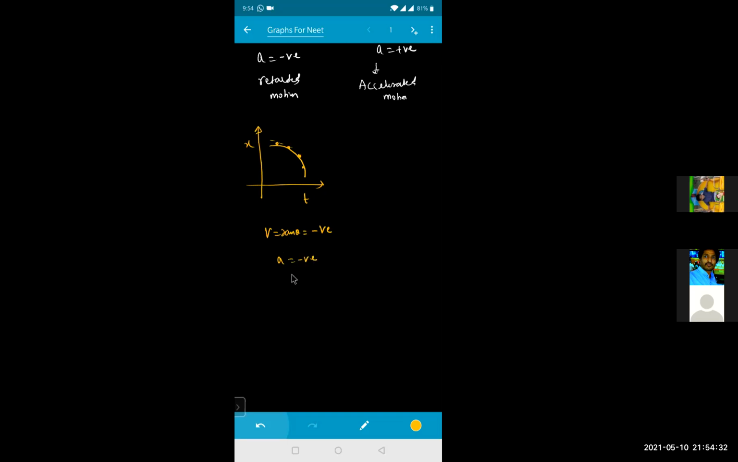That means the particle is moving with negative velocity and negative acceleration. That means it is also an accelerated motion. Velocity is negative, acceleration is also negative. Now tell me what will be the answer for this one, beta?